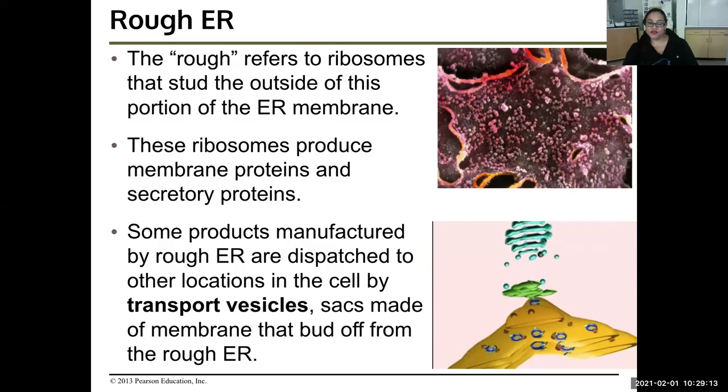Some products manufactured by the rough ER are dispatched to other locations by transport vesicles, which are sacs made of the membrane that just bud off from the ER. And you can see in the GIF the little circles in between that are traveling from place to place. Those are the vesicles.